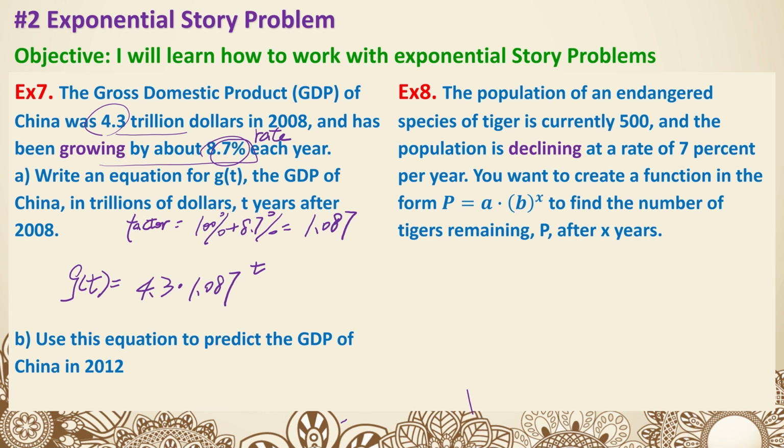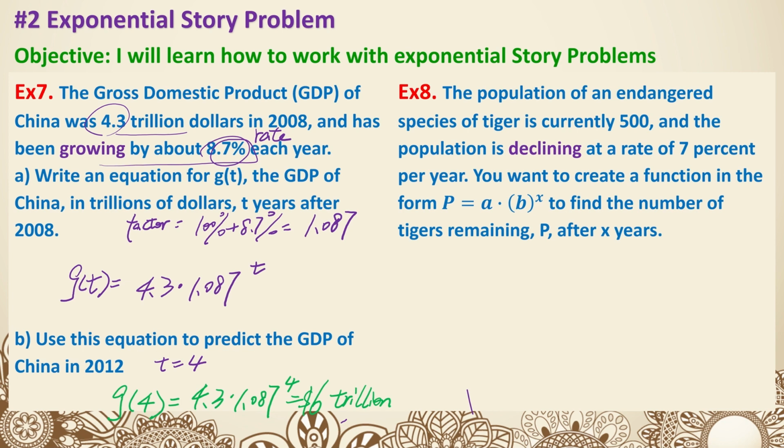2012 is going to be 4 years after 2008. So basically that means t equals 4. So you are actually trying to calculate p of 4. So it's plugging in again, 4.3 times 1.087 to the 4th power. After putting it in the calculator, that's going to give us 6.003, so it's going to be $6 trillion. There you go. That's example 7.